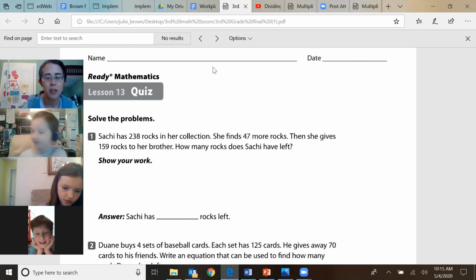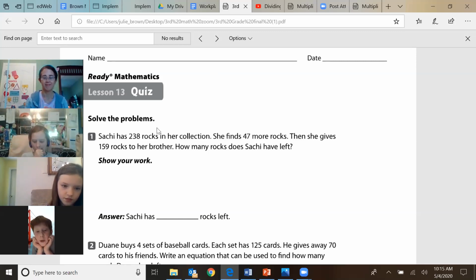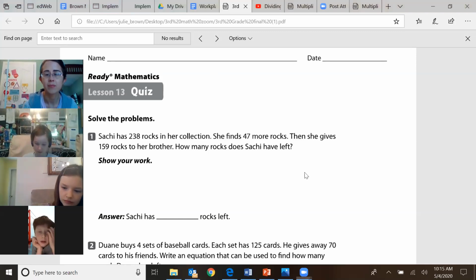Dash, want to read number 1 about Sachi? Sure. Sachi has 238 rocks in her collection. She finds 47 more rocks. Then she gives 159 rocks to her brother. How many rocks does Sachi have left?